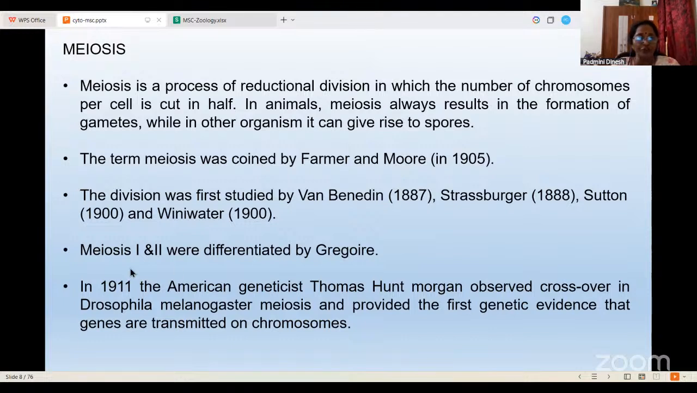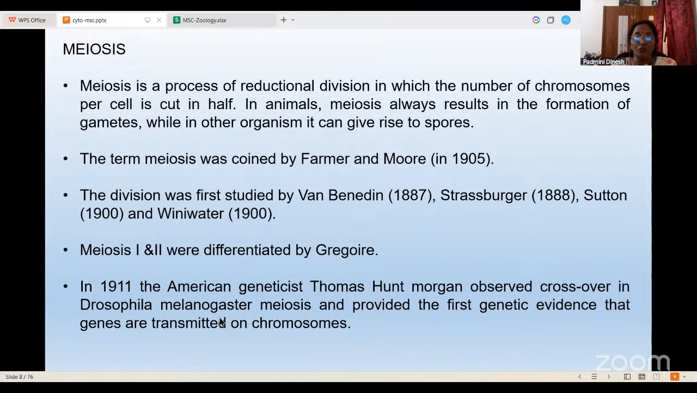Okay, so meiosis was differentiated into meiosis 1 and 2, which was found by Grégoire. So this is the scientist who found out that meiosis is divided into 1 and 2. And the American geneticist Thomas Hunt Morgan, in 1911, observed the crossover in Drosophila melanogaster during meiosis. So the chromosomes undergo crossover for genetic information to be exchanged.